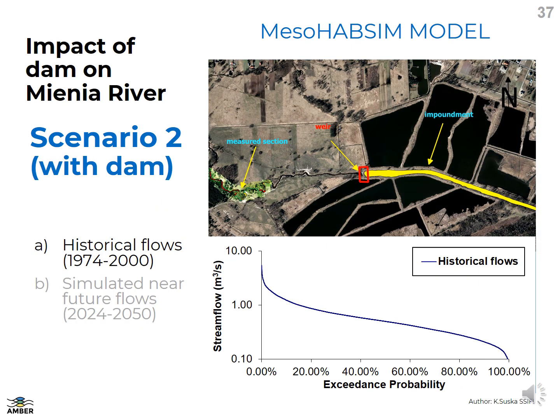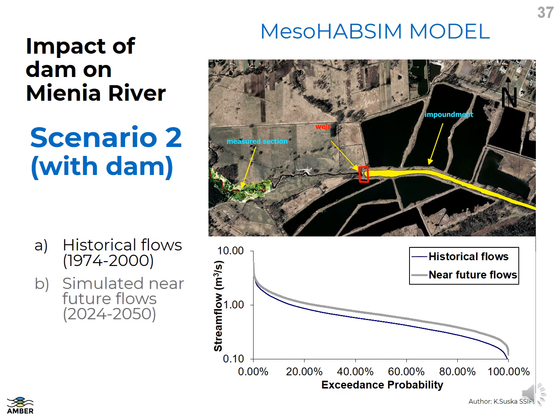In scenario 2, the dam was in place, so practically current conditions. And again, sub-scenario A with historical flows, and sub-scenario B with simulated near-future flows. They're also shown on the duration diagram. Obviously, the flows are predicted as being a little higher after impact of climate change.